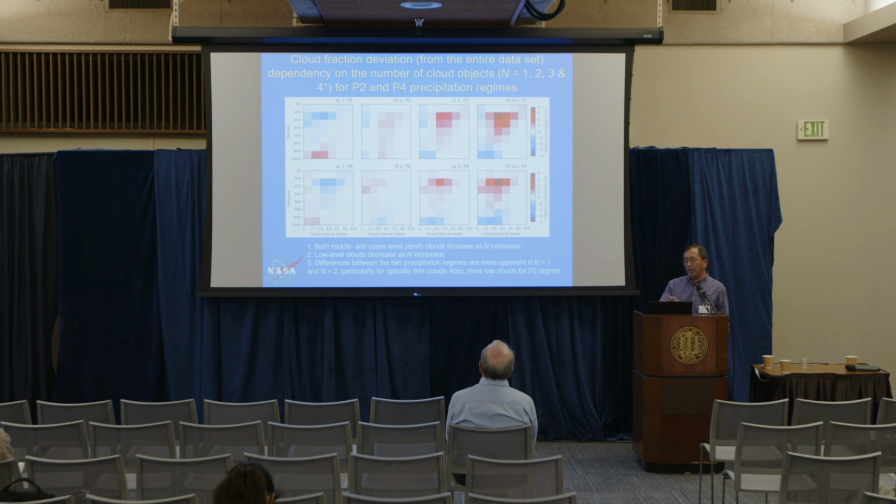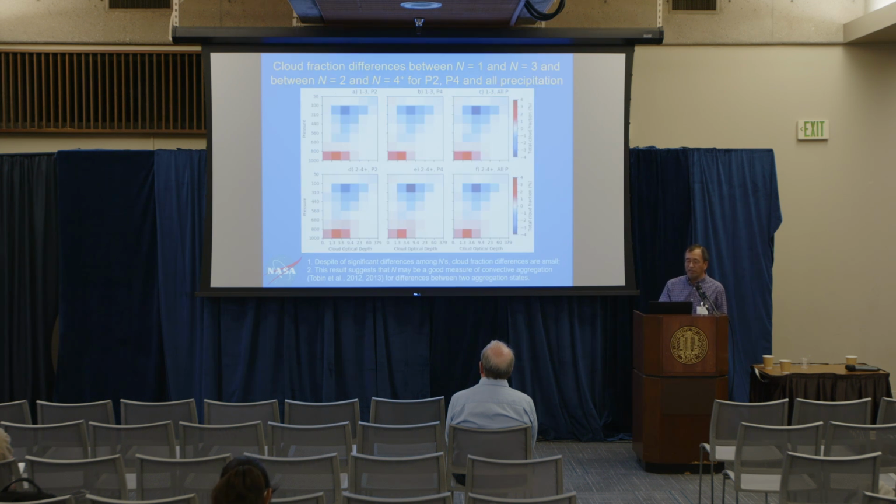And the other feature there is the low clouds decrease as the number of objects decrease. So that's a little bit similar to what cloud-resolving models produce when convection is more organized, aggregated. So now I'm showing the difference between 1 cloud object minus those grids with 3 cloud objects.